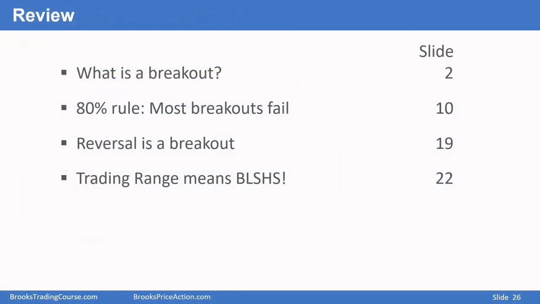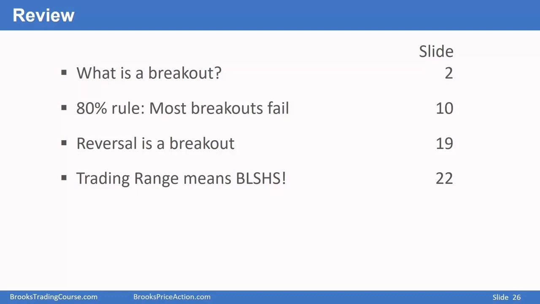I began talking about what exactly I mean by breakout. I then moved on to my 80% rule, that 80% of breakout attempts will fail. Next, I made a point that every reversal is a breakout in the opposite direction. I may not call it a reversal, and I may not call it an opposite breakout. I typically call it a reversal, but it is a breakout, even though it may not be obvious on the time frame in front of you.